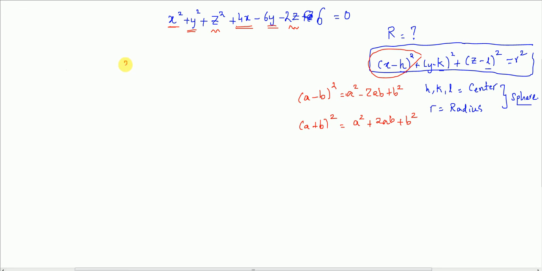So what we do is something like x square plus 4x. Something has to be here. Give some space. Plus y square minus 6y. Give some space. Plus z square.